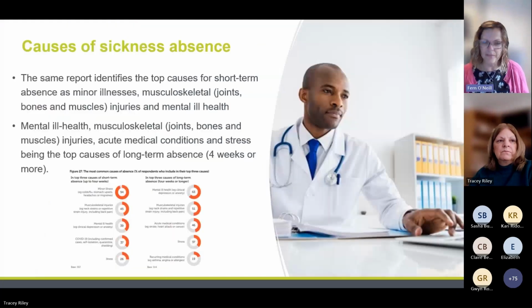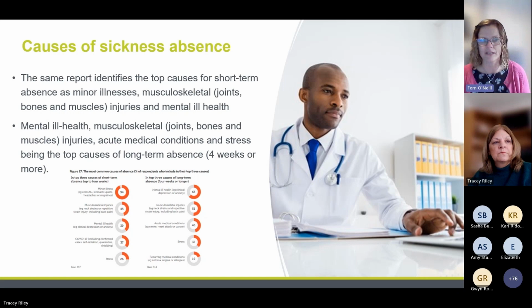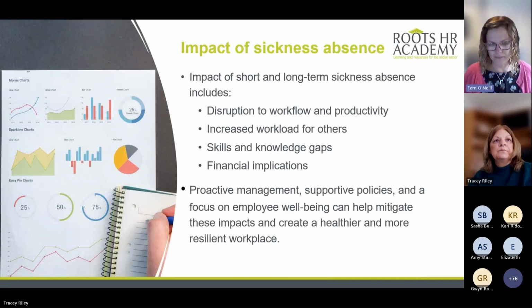This same report identified the top causes for both short and long-term absence, and the joints, bones and muscles, also known as musculoskeletal, I'm never going to be able to pronounce that name, were top cause for both short and long-term absence. Minor injuries and mental ill health were causes of short-term absence, and acute medical conditions and stress were top causes for long-term absence. When we share the slides with you, you'll be able to zoom in on the graphics a little bit clearer.